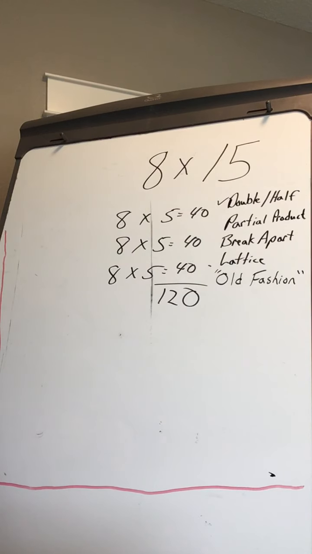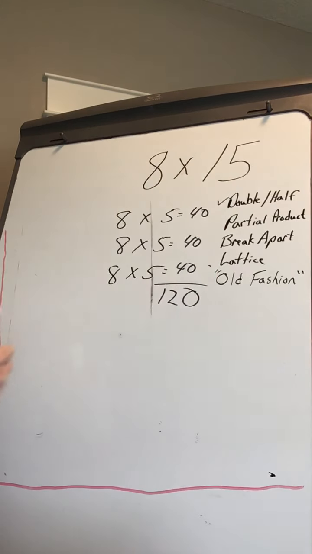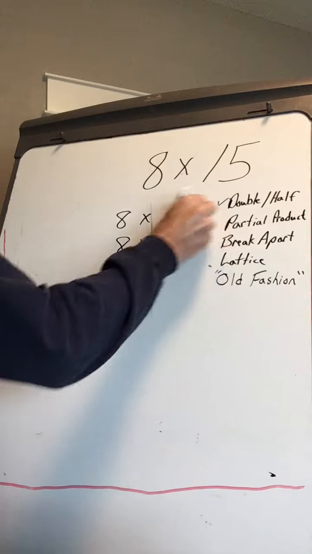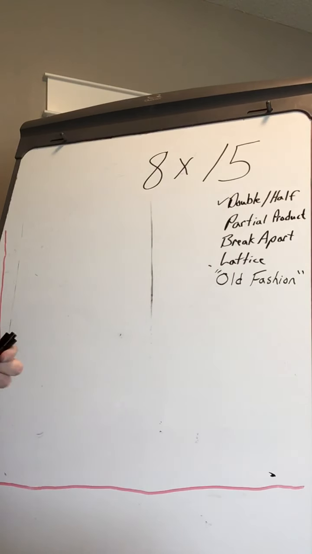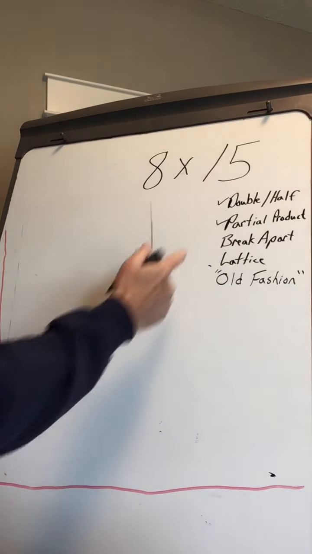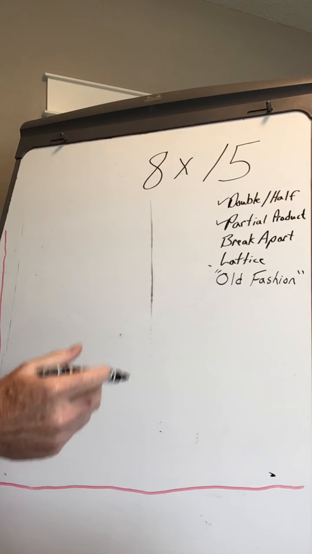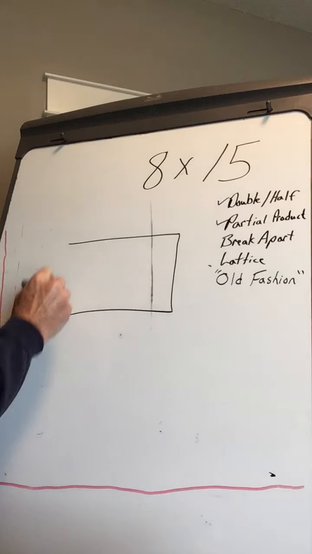120. All right? So, partial product, if one of your bigger factors is not even, if it's an odd one. All right. The next one, which we call break apart, is a lot like partial product. It's just that we're using a box or a rectangle to represent our two numbers. So I would draw a rectangle.